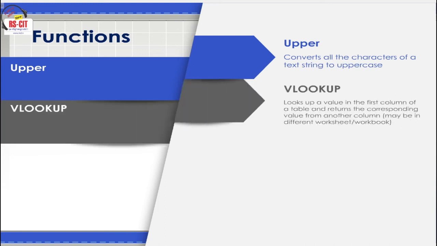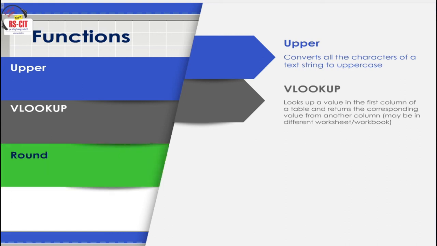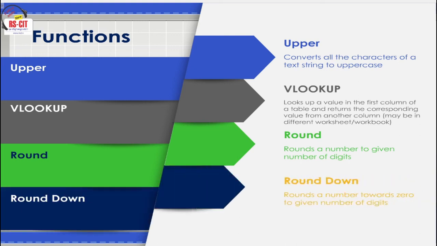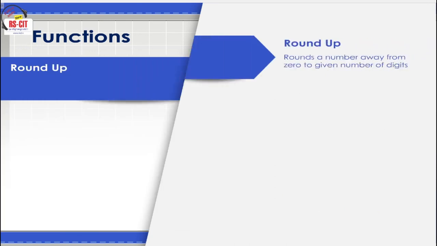Function VLOOKUP. Result: looks up a value in the first column of a table and returns the corresponding value from another column, that is, maybe in a different worksheet or workbook. Function ROUND. Result: rounds a number to a given number of digits. Function ROUNDDOWN. Result: rounds a number towards 0 to a given number of digits. Function ROUNDUP. Result: rounds a number away from 0 to a given number of digits.